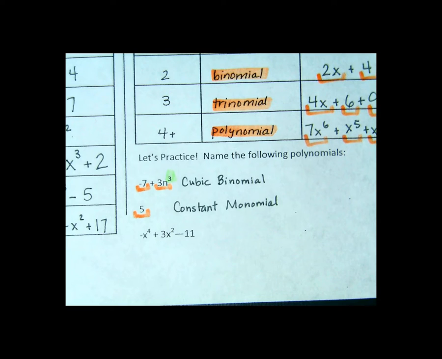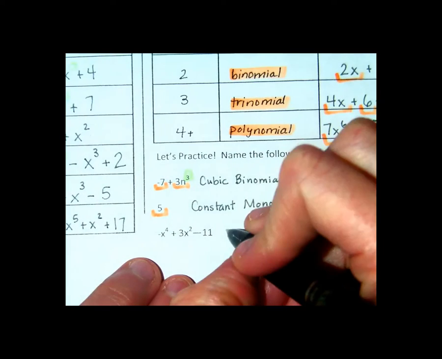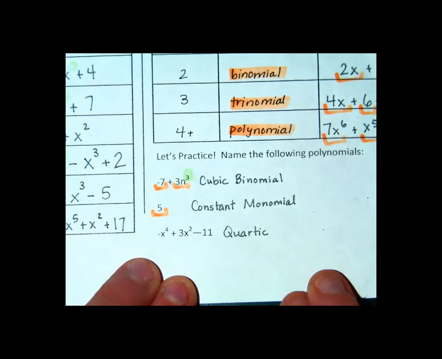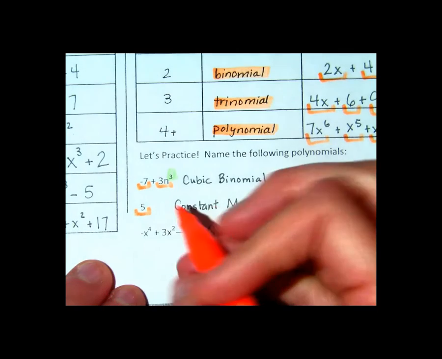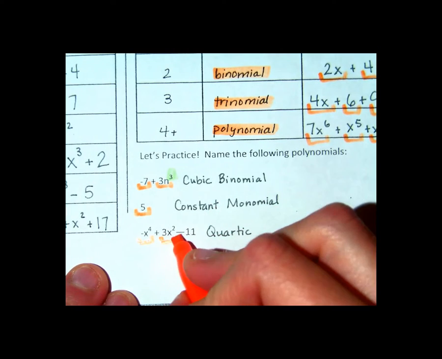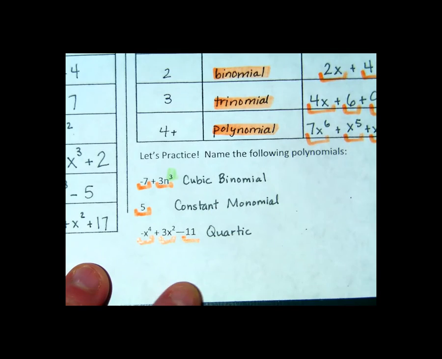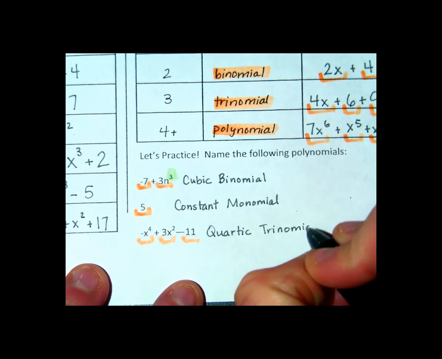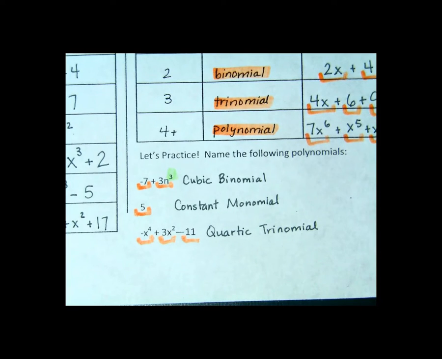What is the highest exponent? 4, so it's a quartic. How many terms does it have? So it's a quartic trinomial. Very good. Glue this in. You'll have to glue it in sideways on page 90 for accuracy.